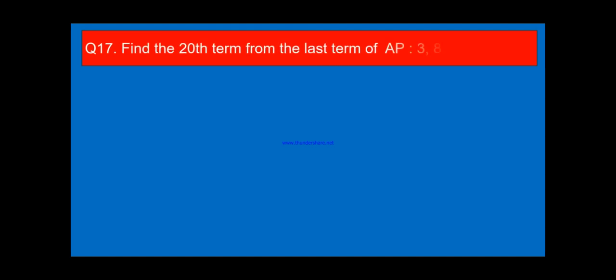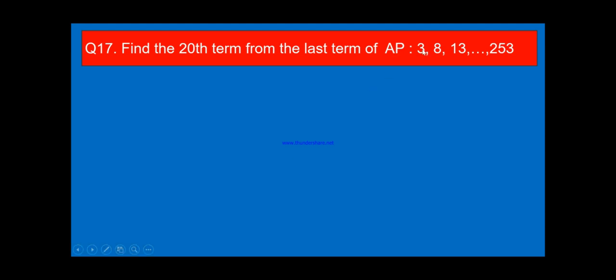Now dear students, let us learn question number 17. This is question number 17. Find the 20th term from the last term of the AP 3, 8, 13 and so on, 253. I shall repeat. Find the 20th term from the last term of the AP 3, 8, 13, 253.